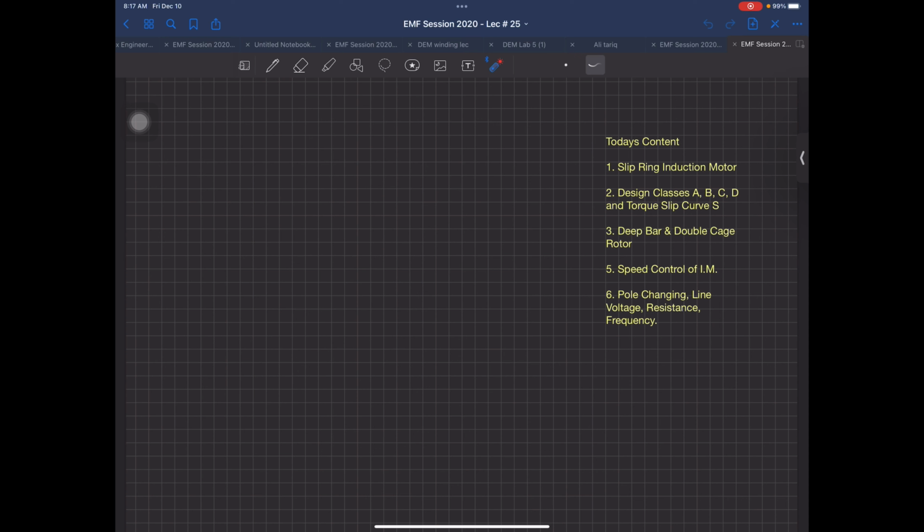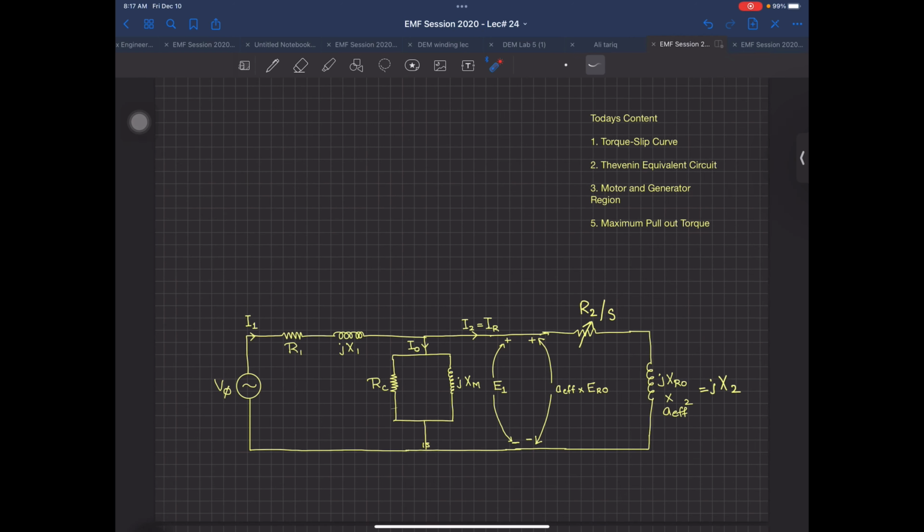But before I go on towards the slip ring induction motor and the design classes A, B, C, D or E, just a brief recap from the last lecture, lecture number 24, for those who have still not gone through it. In yesterday's lecture, we developed a torque slip curve. So what was the torque slip curve? Whenever a motor is being discussed, we are interested in finding out the torque speed curve.